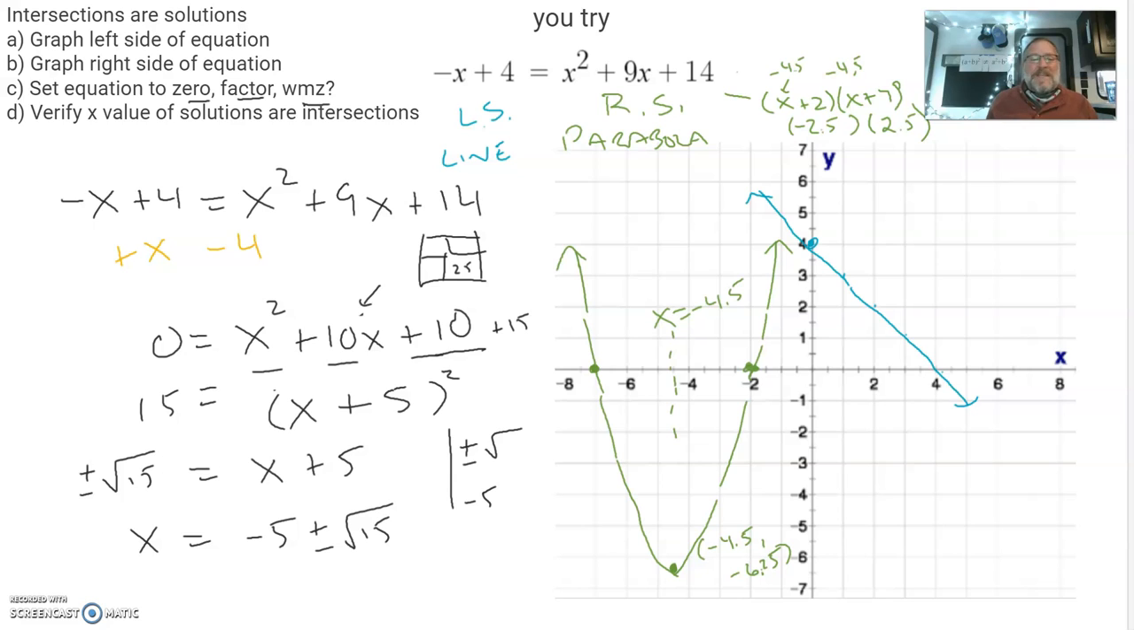So you want to know where those intersections were on the x-axis? This one right here looks to be at negative 5 plus root 15. And the other one seems to be way over there, way up there maybe. And that's going to be at negative 5 minus root 15. See, that one's more left.